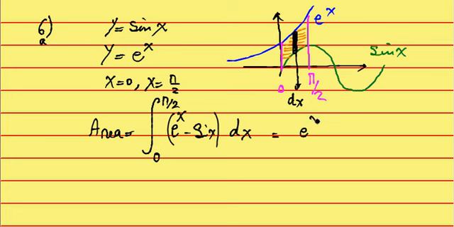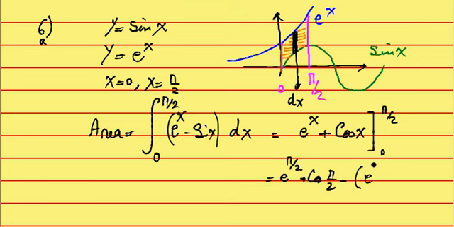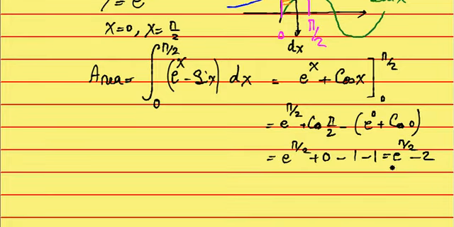Antiderivative of exponential of x is exponential of x. Antiderivative of minus sine of x is cosine of x. And then I have to plug 0 and pi over 2 in this. At pi over 2 I have exponential of pi over 2 plus cosine of pi over 2. At 0 I have exponential of 0 plus cosine of 0. It's exponential of pi over 2 plus 0, minus 1, and becomes exponential of pi over 2 minus 2. And that is the final answer for this one.